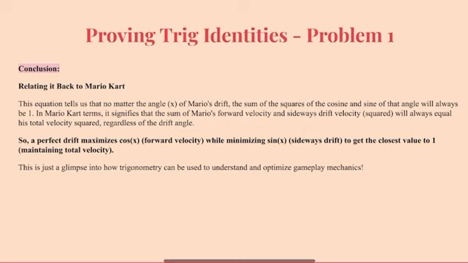And then this is our answer related back to Mario Kart. Essentially, a perfect drift maximizes cosine x while minimizing sine x to get the closest value to 1. And then we're going to follow the same exact steps for another problem, so we can get the steps and the correlations down pat.